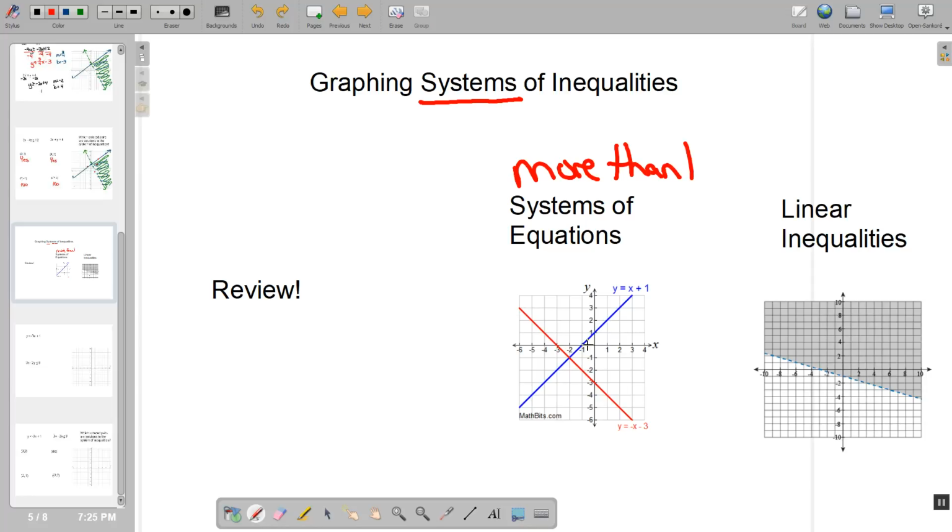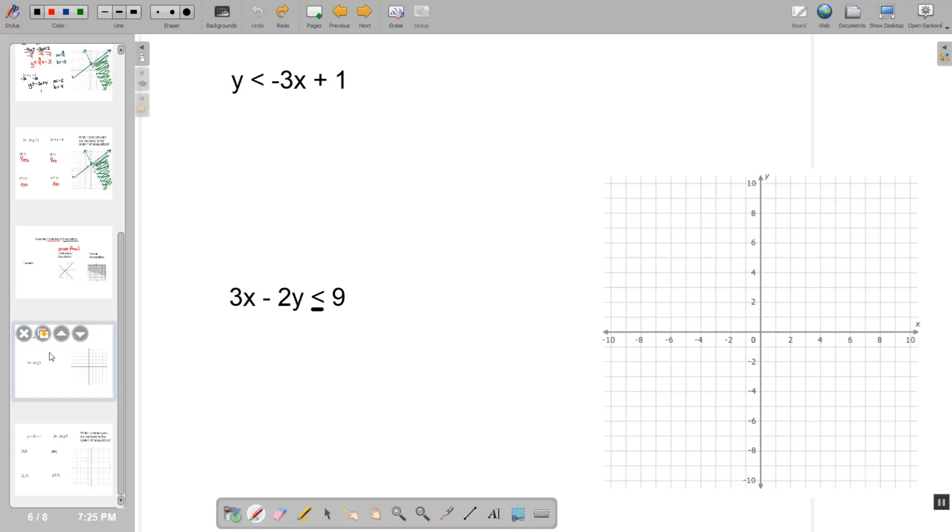So we usually are talking about two, either lines, but in this case, we're looking for inequalities or linear inequalities, which are when we're graphing a line type object, but then we have some shading either above or below that line. So let's get into an example quickly.